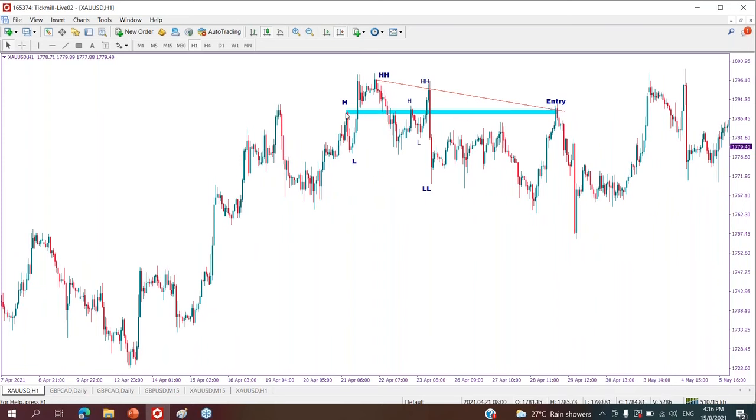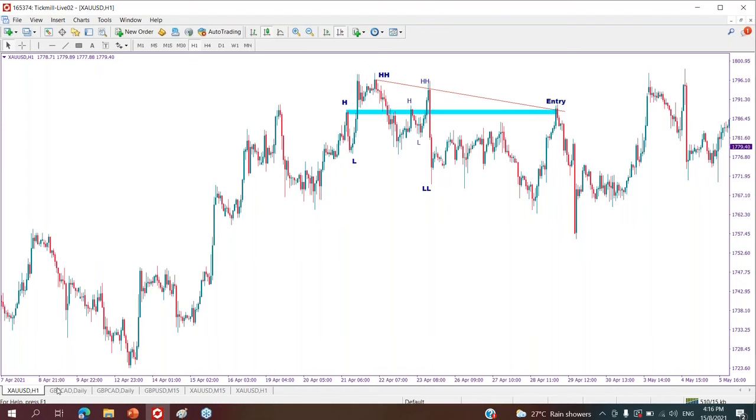Okay, so we have a QM reversal here. We have high, low, higher high, lower low. And at the same time, we saw QMC. We have high, low, higher high, lower low, and we have confluence. So this is our entry.